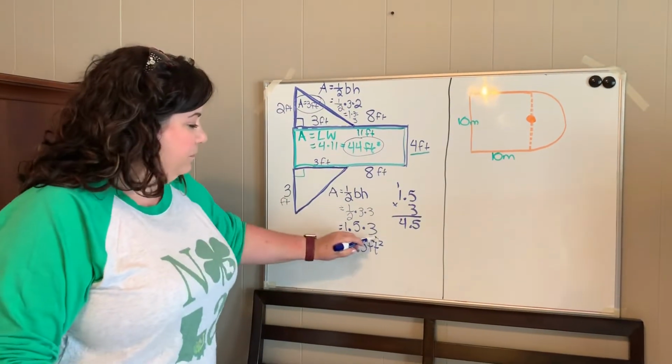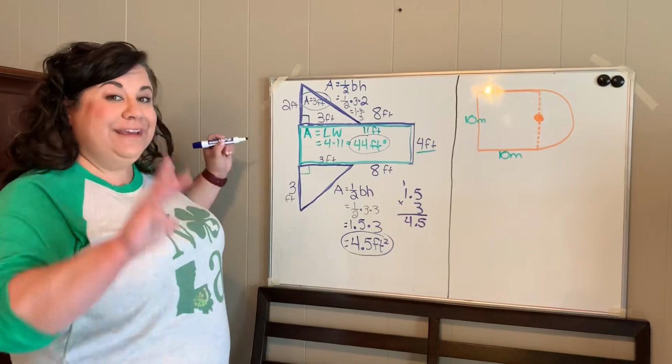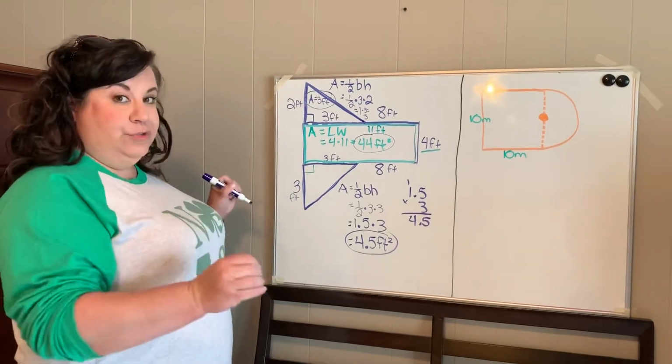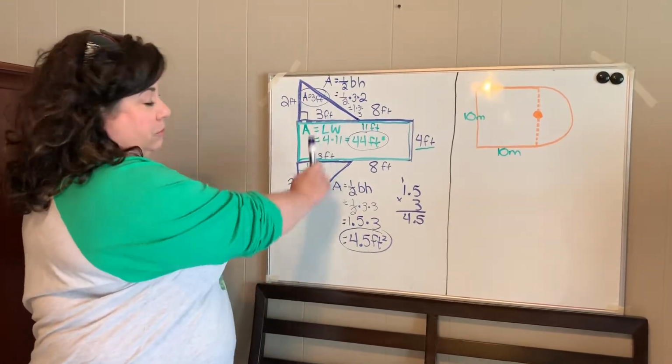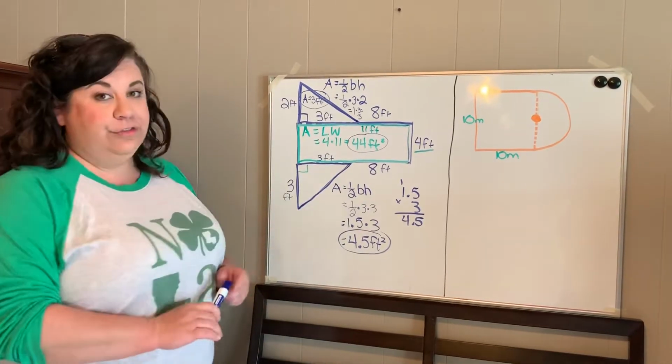So now I have 3 different area totals. I have the small triangle, the larger triangle, and the rectangle.